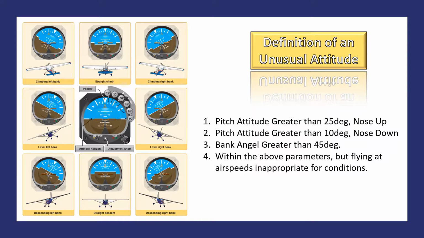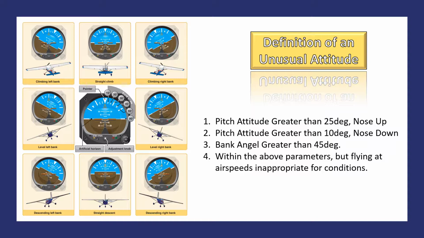The FAA has defined an unusual attitude in four ways. One, a pitch attitude greater than 25 degrees nose up; two, a pitch attitude greater than 10 degrees nose down; three, a bank angle greater than 45 degrees; or four, within those above parameters, but flying at airspeeds inappropriate for the conditions. One of the ways we can pick up on that is by our attitude indicators, as shown here on the left side of this slide, showing us which way our attitude is oriented.